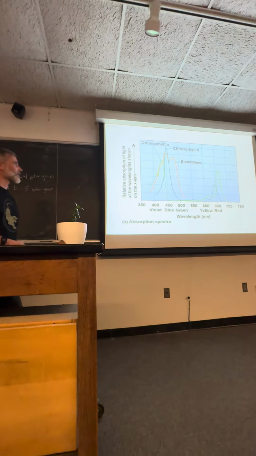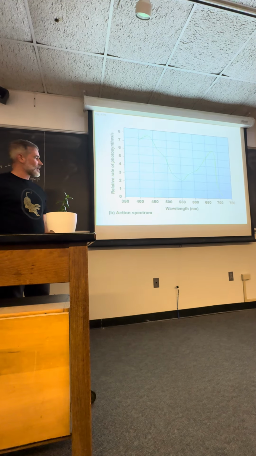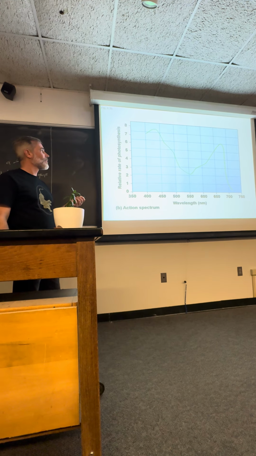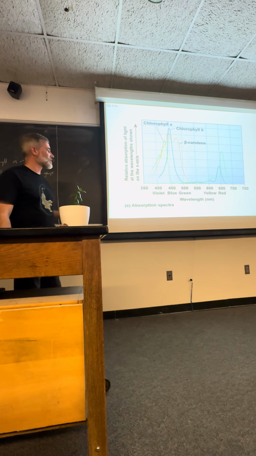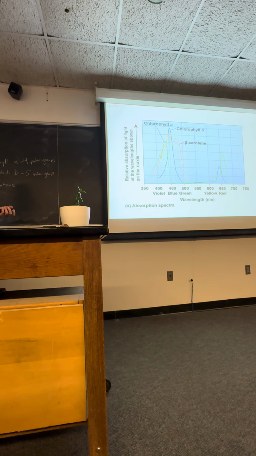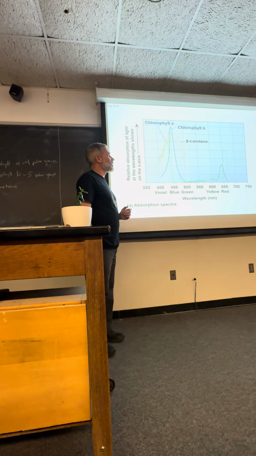Two graphs that we want to look at. One is called the absorption spectra, and one is called the action spectrum, because in this case there's only one thing we're following, so spectrum singular and spectra plural when we're looking at multiple pigments. So let's take a look first at the absorption spectrum, or spectra, of these different pigments.